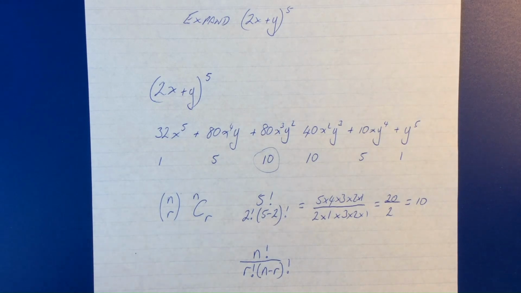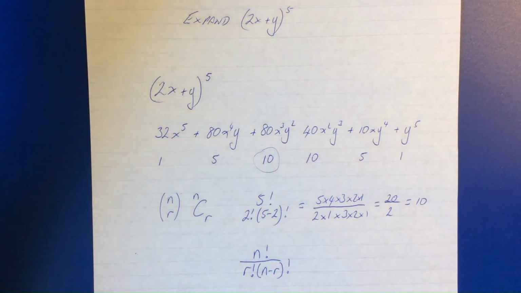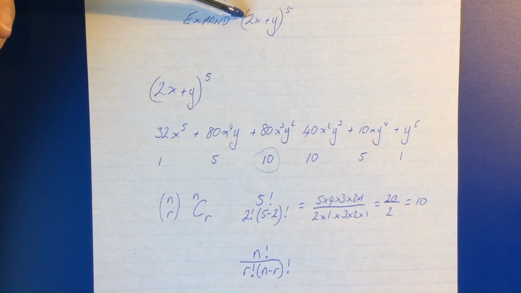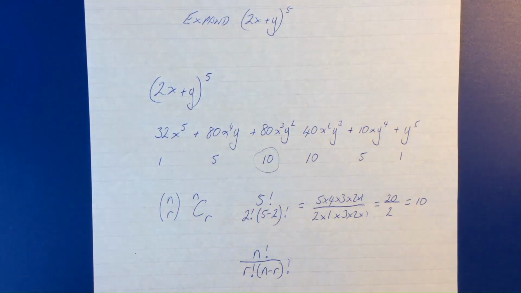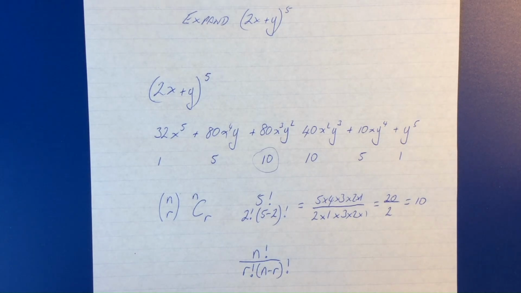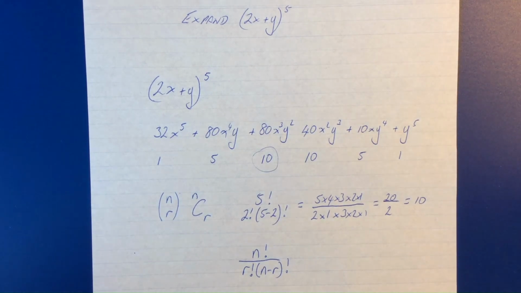Now, today we're going to expand this expression here, (2x + y)^5, using binomial theorem. The assumption in this video is that you already have a nodding acquaintance with binomial theorem, and so we'll just go through the mechanics of doing this. We'll expand each part of this and explain how it works.